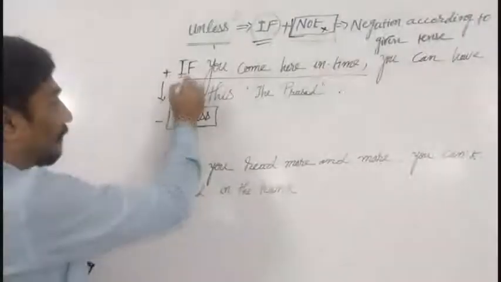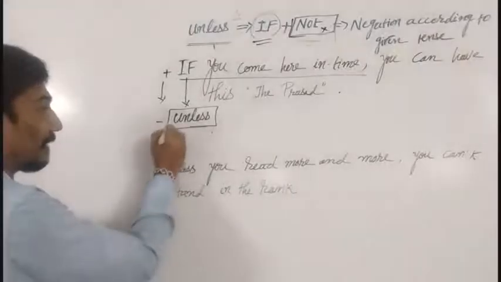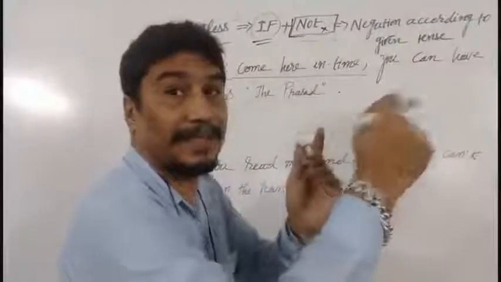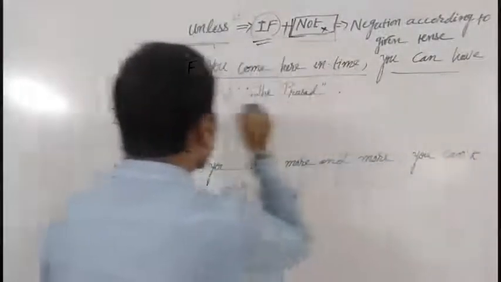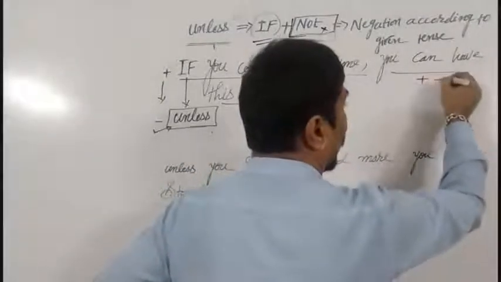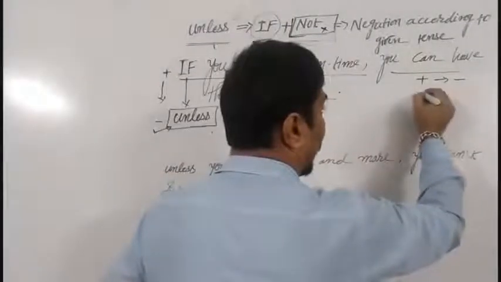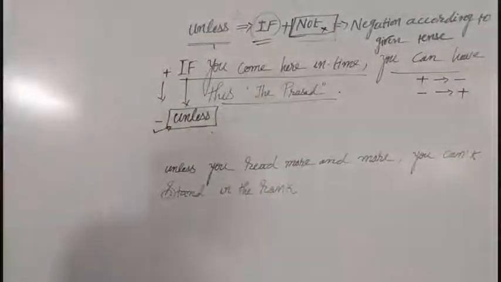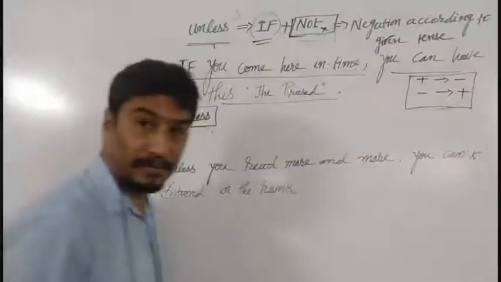So that in place of if you have written unless, but with the use of this unless you have made this entire sentence negative. Then if the next clause is with the positive sense, you will convert it into negative, or if it is negative, you will convert it into positive. This thing would be the change.